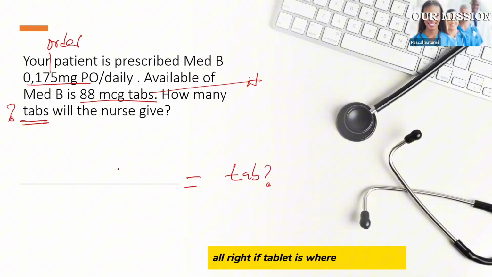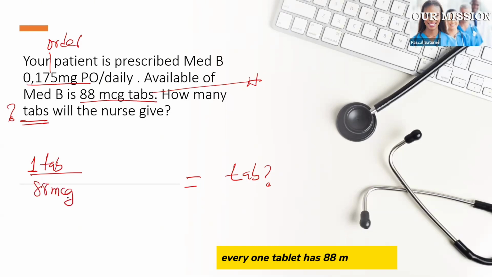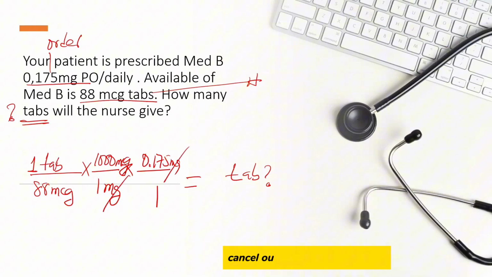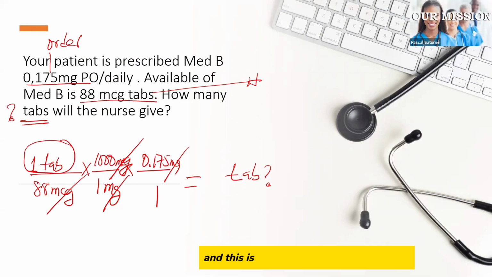If tablet is where you're going, tablet will be in the numerator. Where do we find that information? It's right here. You have an 88 microgram tablet. Every one tablet has 88 microgram. Now, if you remember the metric table, per 1000 microgram, you get 1 milligram. What is your order? 0.175 milligram. And then 1 milligram, cancel out milligram. Microgram, cancel out microgram until you have left with tablet, and this is exactly what you're looking for. If you multiply everything on the top, and everything at the bottom, it will give you 2 tablets.